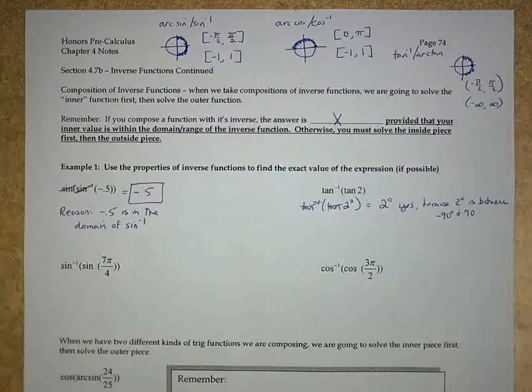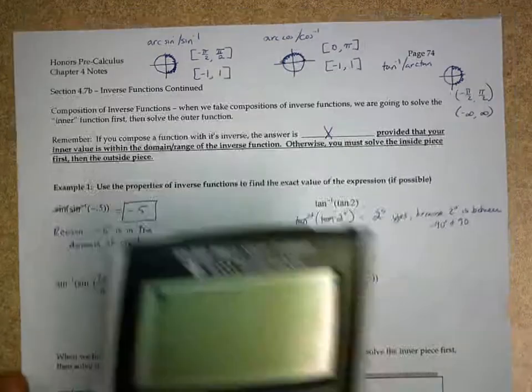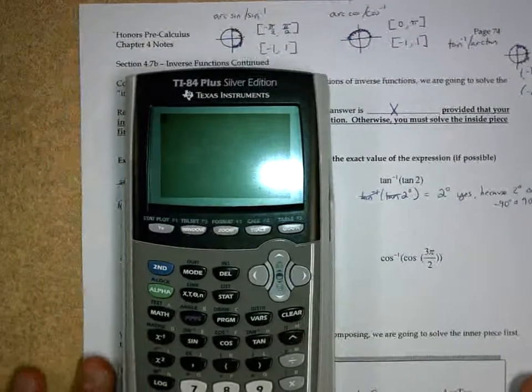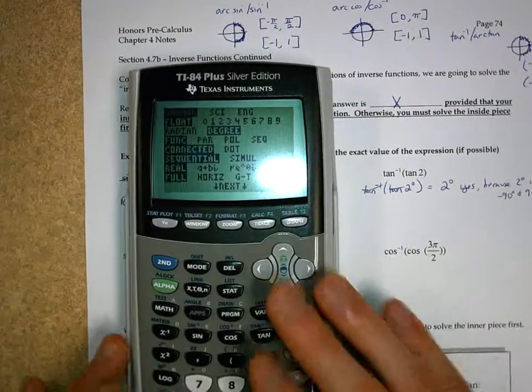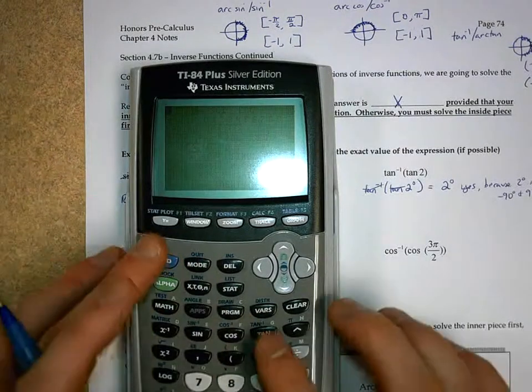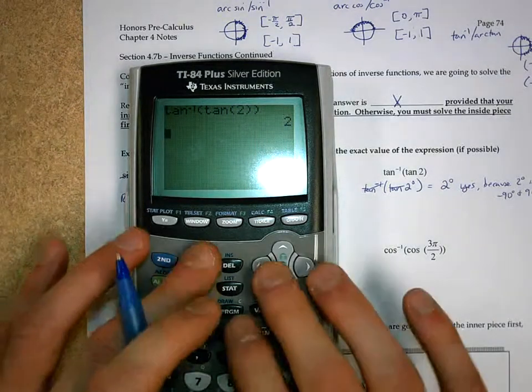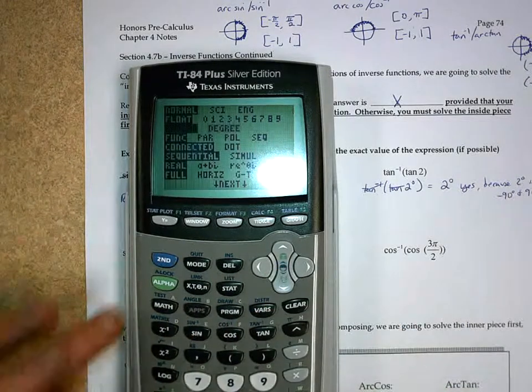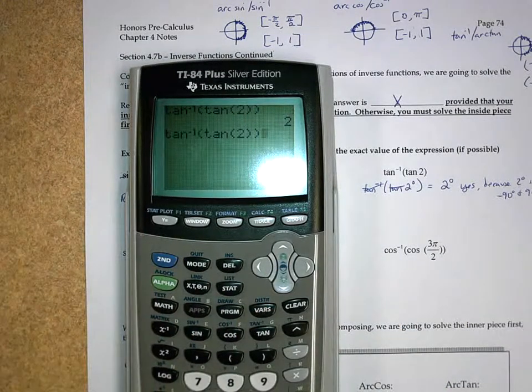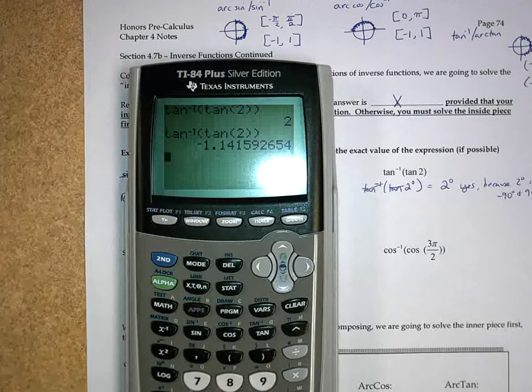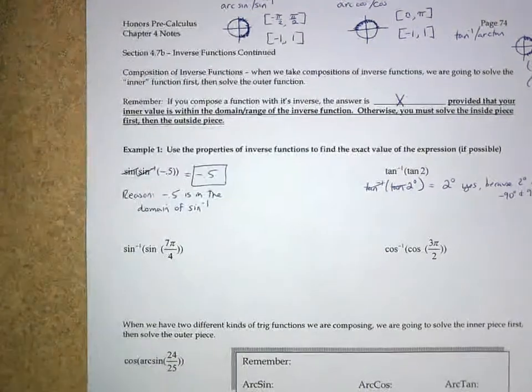And I can confirm that on my graphing calculator. If I pull my calculator out and I go to mode and I make sure I'm in degree mode for this, and I do tangent inverse of tangent of 2, I see I do get 2. But now the question is, what if I'm in radian mode? And I do the exact same thing again. You're going to see that the angle measurement does not cancel out.